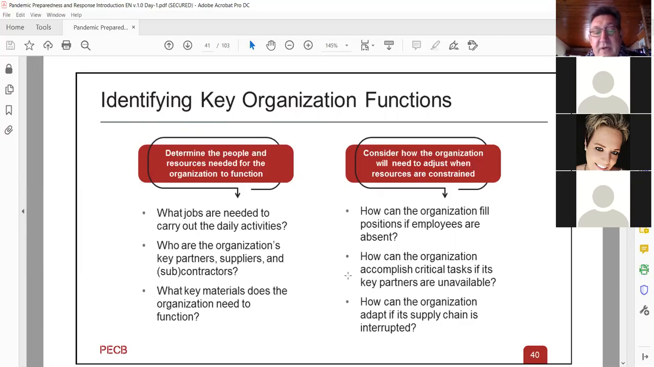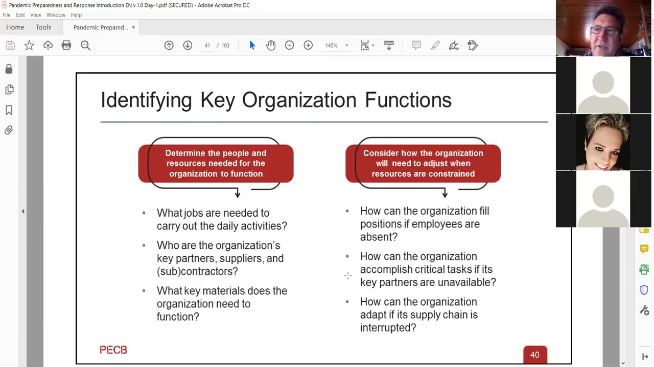Who are the organization's key partners, suppliers, and subcontractors? This is back again to understanding the context. What is my key partners? Who is my key suppliers? Who is my key subcontractors and contractors? And what key materials does the organization need to function with? So if you are looking at these kind of things, I can guarantee you, you can sit with your list of people assets, of process assets, of system assets, of tools assets, etc. That P square is T square. And out of that, you can easily go and determine, is that critical or not? Is that process critical or not? Is that person critical or not?